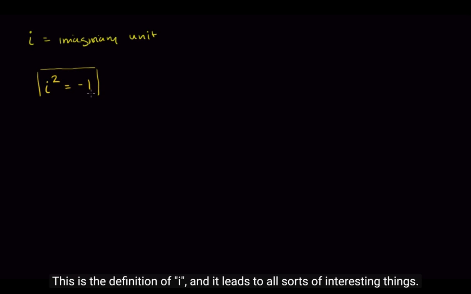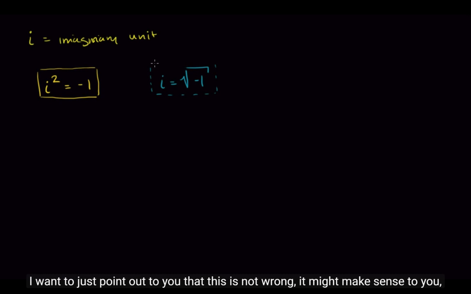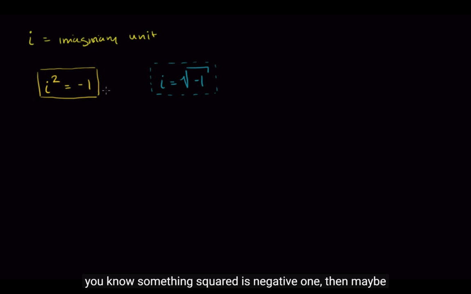This is the definition of i. And it leads to all sorts of interesting things. Now, some places you will see i defined this way: i as being equal to the principal square root of -1. I wanted to just point out to you that this is not wrong, and it might make sense to you. If something squared is -1, then maybe it's the principal square root of -1. And so these seem to be almost the same statement.